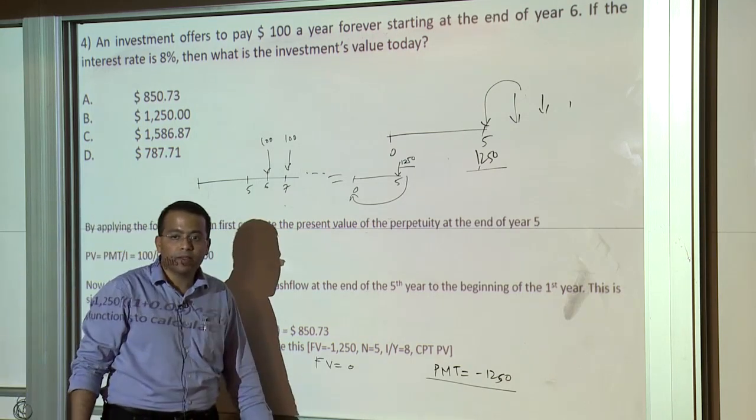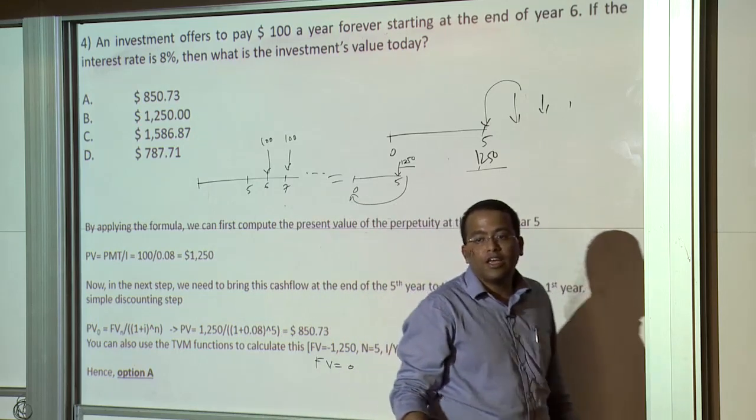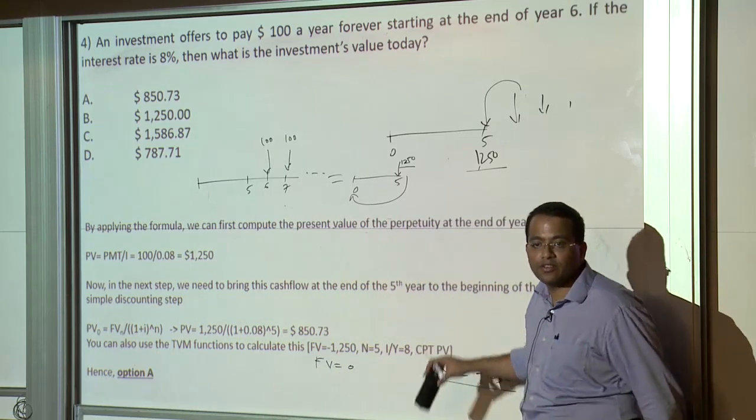Meaning there's no payment. So would you put 0 then? Yeah, you enter 0. That's what I'm saying. Or you just don't put it in. If the payments are 0, you can just ignore it. There's no need to put it anymore.